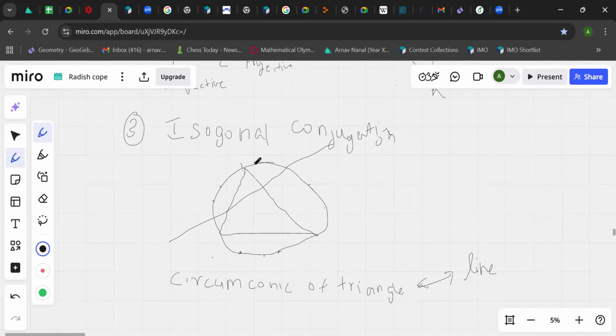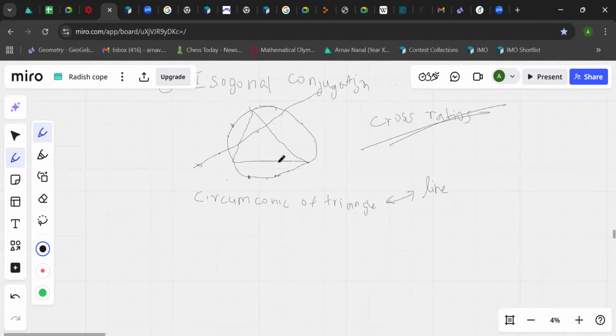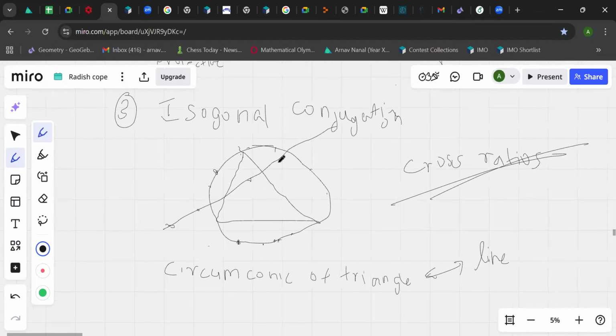So the interesting thing is that under isogonal conjugation, circumconics swap with lines. Trust me on this right now. The other interesting thing is that this preserves cross ratios. So if you have 4 points here and take all of their isogonal conjugates down this line, they will still share the same cross ratio. It's a map that takes the conic to the line, right? Yes.